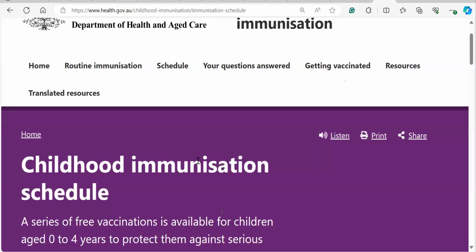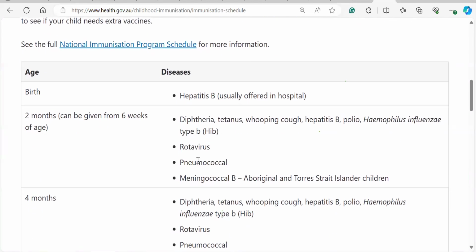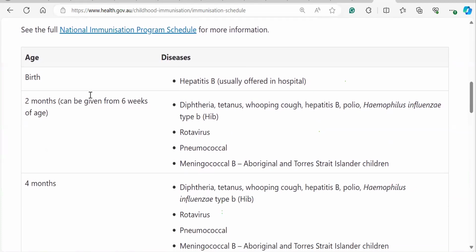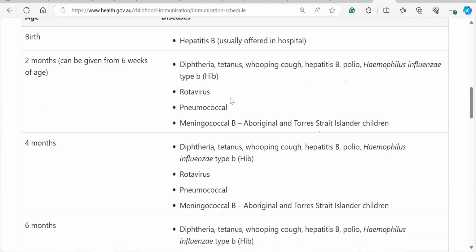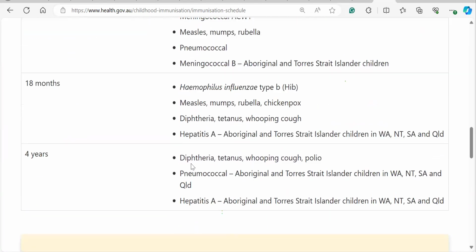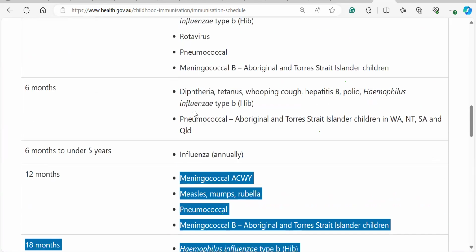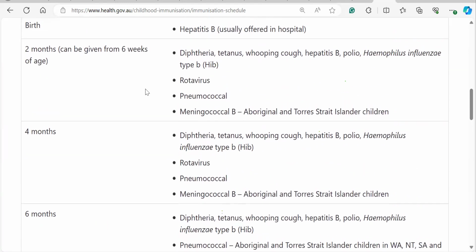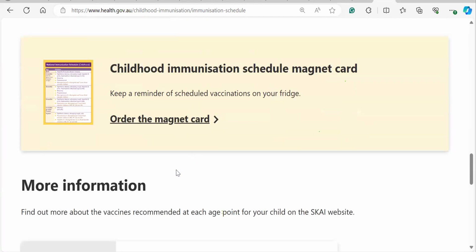So this is where you will be able to see the childhood immunization schedule. You don't need to memorize this, but have some basic idea that at birth we give hepatitis B, then at 2 months we give the DTP and everything, 4 months, 6 months, 12 months, 18 months, and 4 years. So have a baseline idea of what vaccines we give and at which age. Okay, that's important.